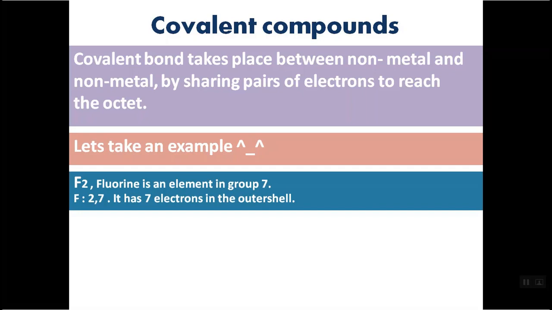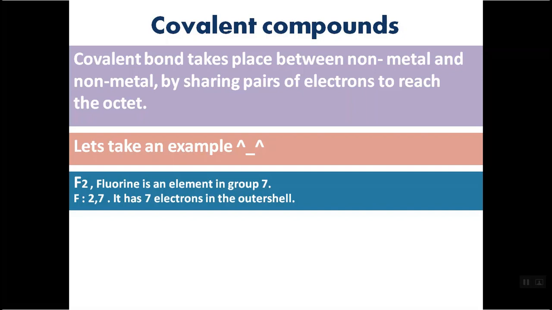Fluorine is an element located in group number 7, which means it has 7 electrons in its outer shell. If we distribute the electrons, the first shell has a capacity of 2 electrons, and there are 7 electrons in the outer shell. Before we start, is a fluorine atom stable? The answer is no, because the fluorine atom contains only 7 electrons in the outer shell and it needs only 1 electron to become stable.